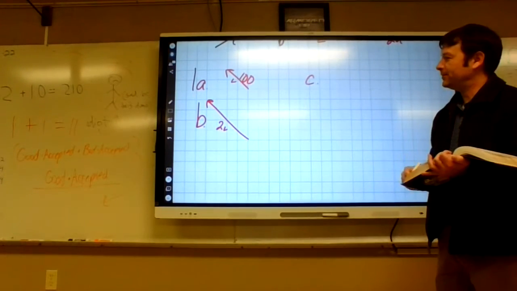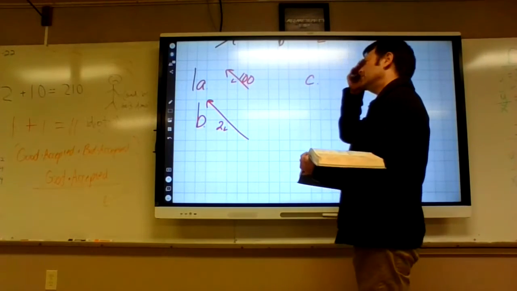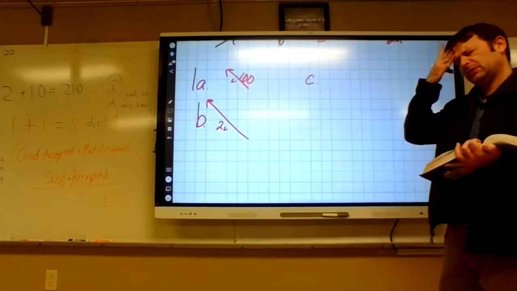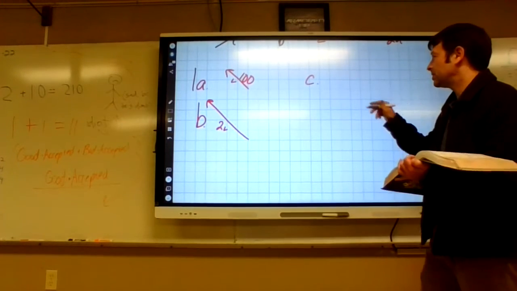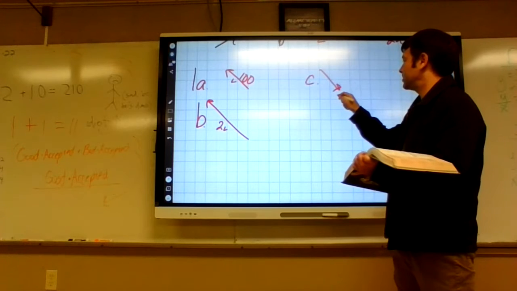And then what does negative V look like? We just talked about all these. Opposite direction. So it should look like A, as long as A, but just in the opposite direction.